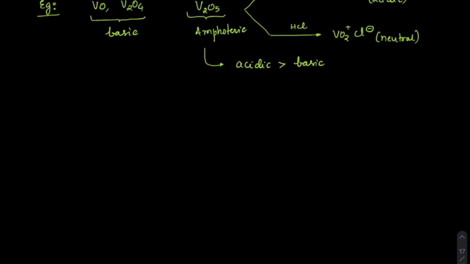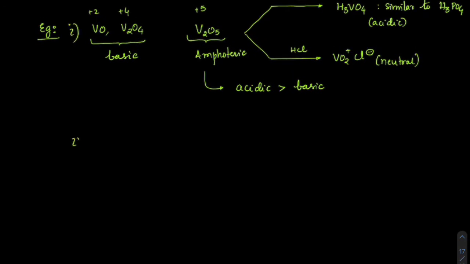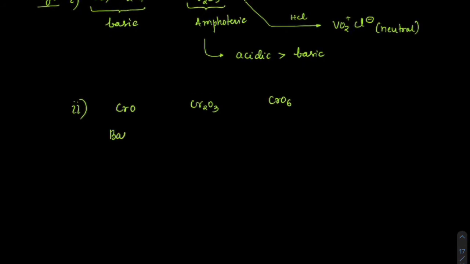Next, this is about vanadium. Second we'll see is chromium. Chromium has CrO, Cr2O3 and CrO3, which are the most commonly occurring oxidation states. I am not taking others. So CrO, having +2 oxidation state, is basic, while Cr2O3 is amphoteric in nature.